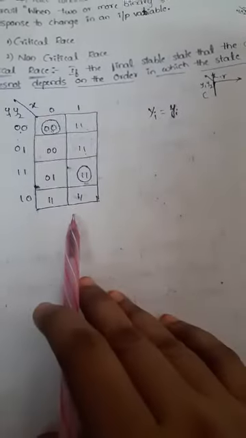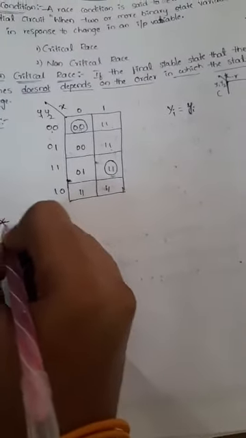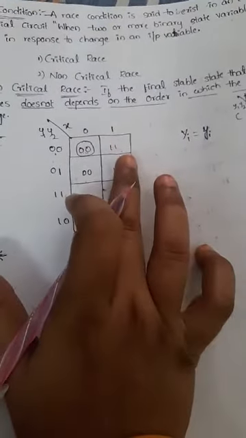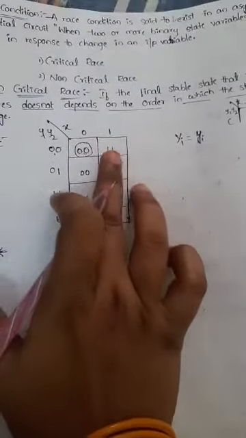Now check that race condition. Here we take one possibility first. How to check the race condition: between adjacent cells, if 2 bits can change at a time, then automatically we have a race condition. Now we'll see what race conditions we are getting.